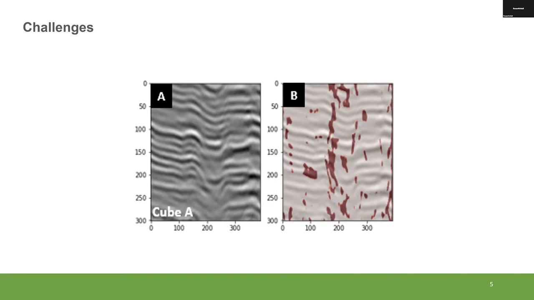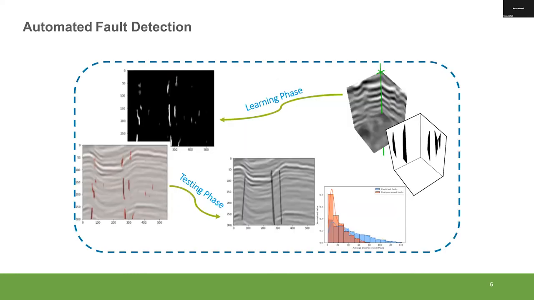So dealing with real seismic data is more challenging, especially when it comes to complex regions with a lot of fault structures. Therefore, we decided to build and train our own model with the 3D seismic data from the Arabian Basin. So our fault detection workflow consists of two main components, the learning phase and the testing or the evaluation phase.